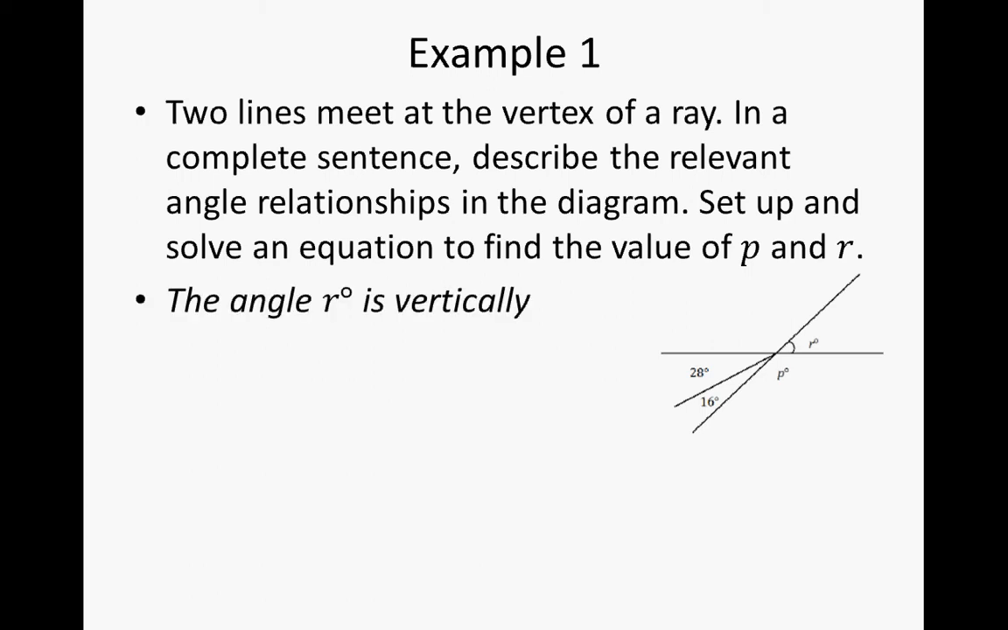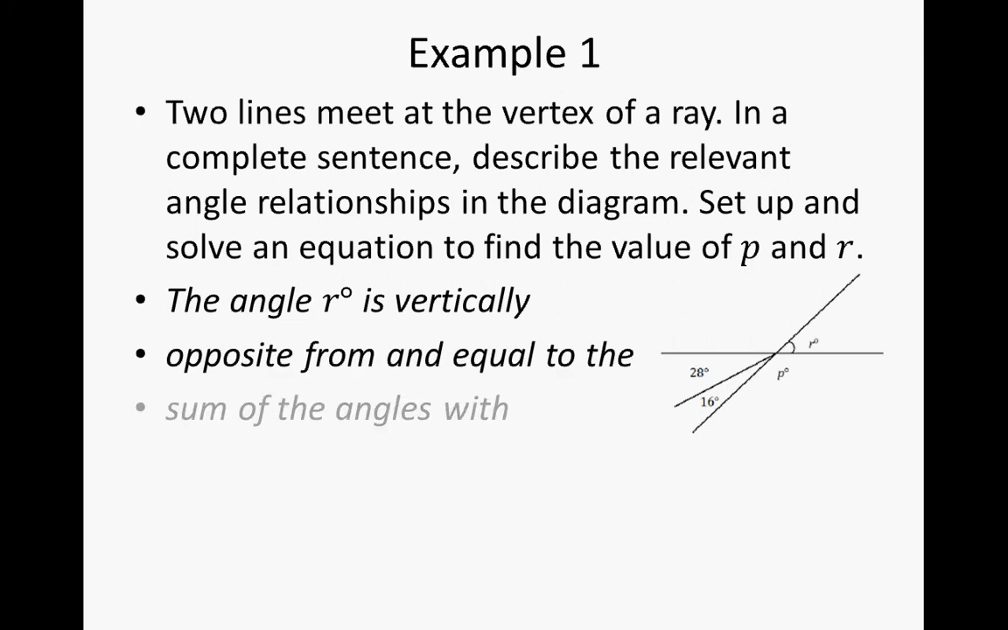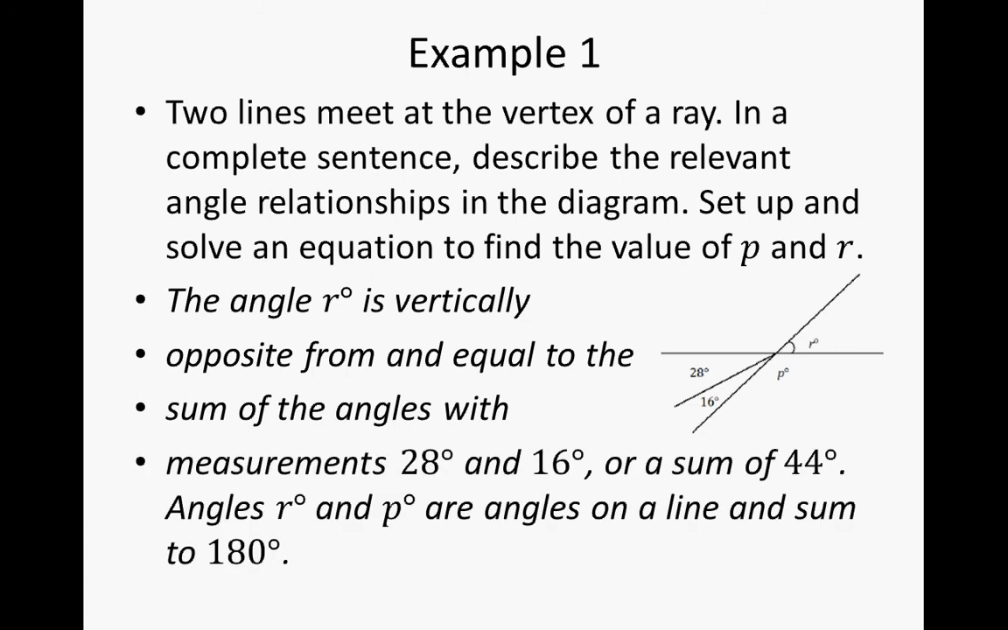Well, the angle R degrees is vertically opposite from and equal to the sum of the angles with measurements of 28 degrees and 16 degrees, or a sum of 44 degrees. Angles R degrees and P degrees are angles on a line and sum to 180 degrees. So this is a complete sentence that describes what is going on in the diagram.